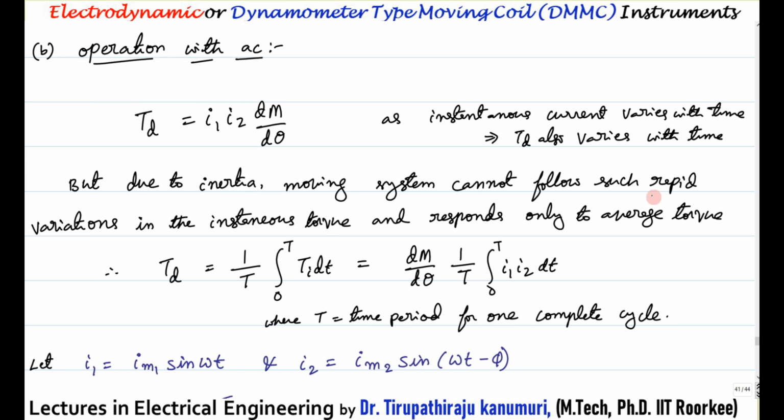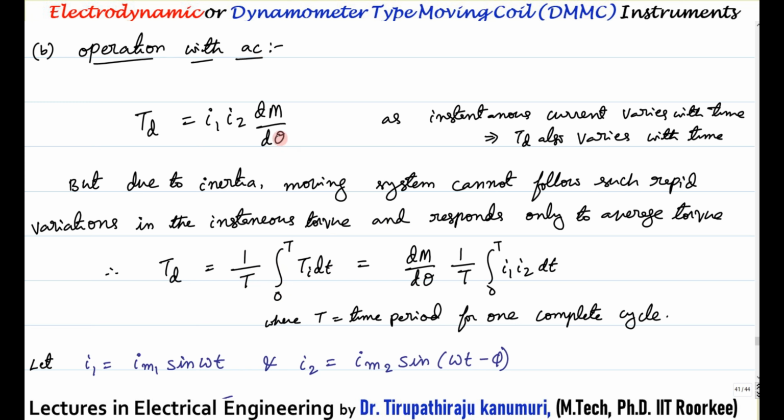So that is the reason your moving system will only respond to the average torque that is produced. Average torque means we have to take the average for one cycle. I am assuming the time period of one cycle is represented by capital T. So this will be 1 by T integration from 0 to T, T suffix I dt.